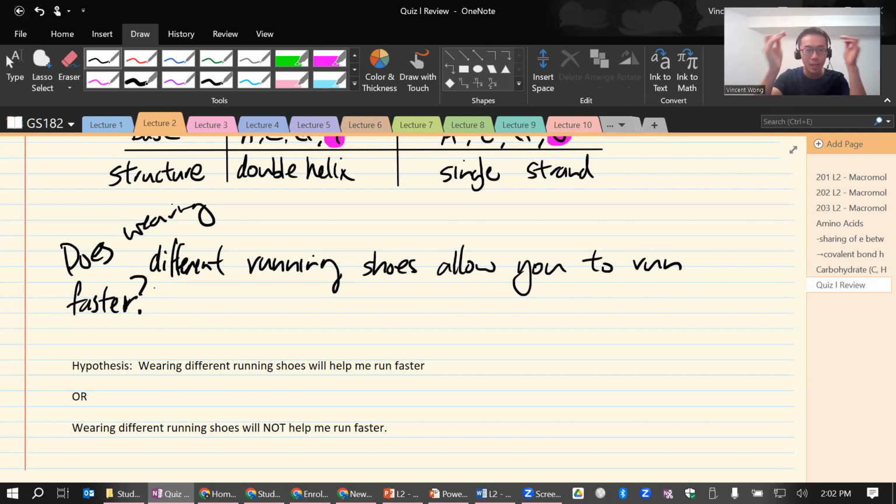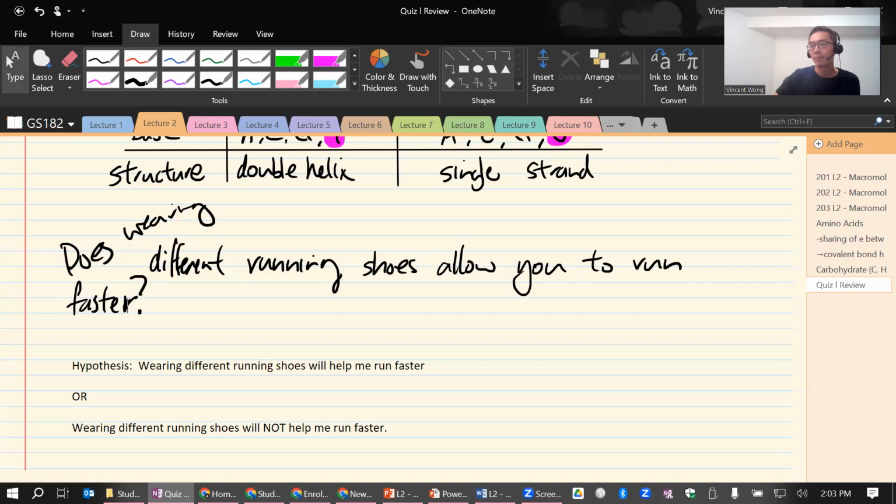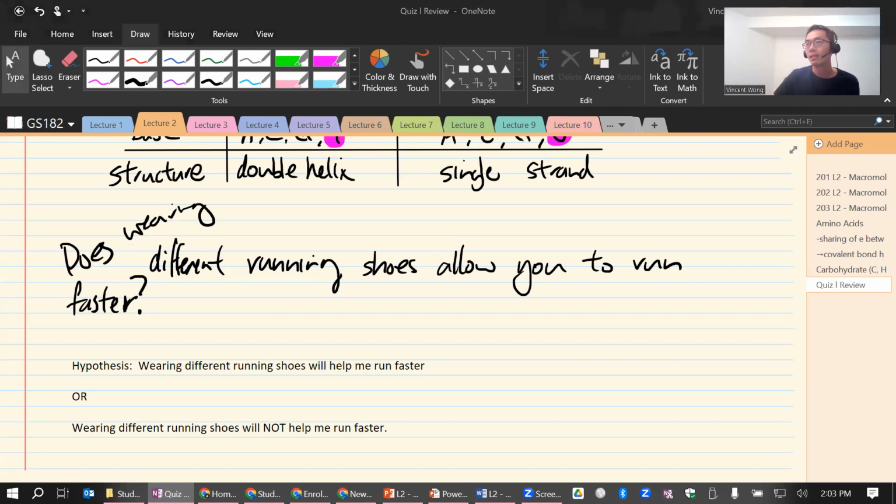Wearing different shoes will help me run faster, or it will not. Are we okay? That's why we're doing this, so you don't make the same mistake on the quiz. All right, let's see what else people say. Good shoes allow you to run faster. Different shoes will... yeah, I think I like the first one the most. Different running shoes will make you run faster. You either say it will or it will not. That's all.